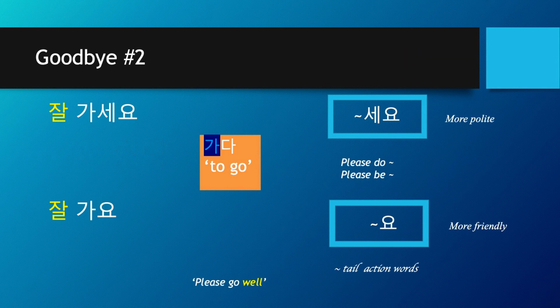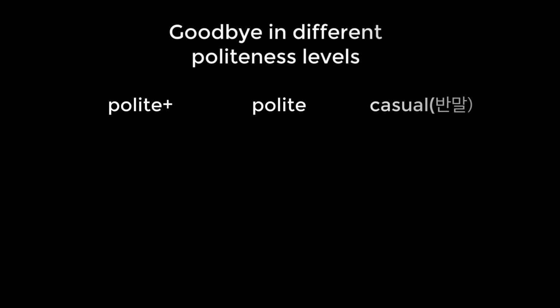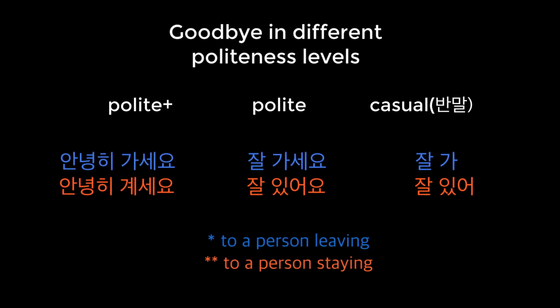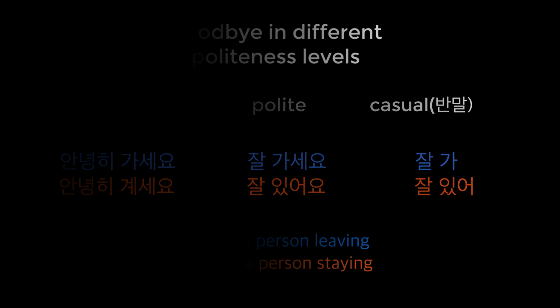Okay, let's summarize how to say goodbye with different levels of politeness. If you want to be very polite, use 안녕히 가세요 and return 안녕히 계세요. If you want to be polite but yet friendly, say 잘 가세요 or 잘 있어요. In casual cases between friends, use 잘 가 and the reply 잘 있어. Again, use of the correct politeness level in the Korean language is very important.